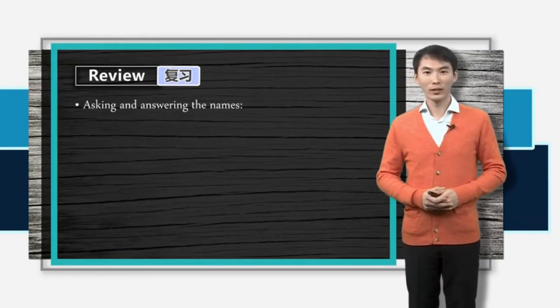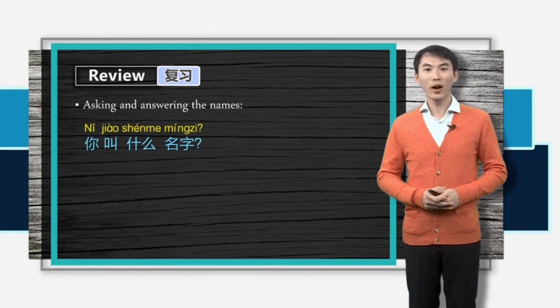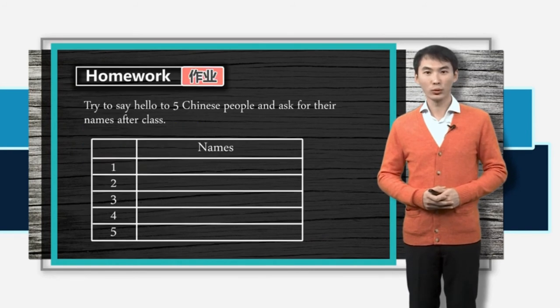Today, we have learned how to ask and answer the names. 你叫什么名字? 我叫. Try to say hello to 5 Chinese people and ask for their names after class. 再见. See you next time.